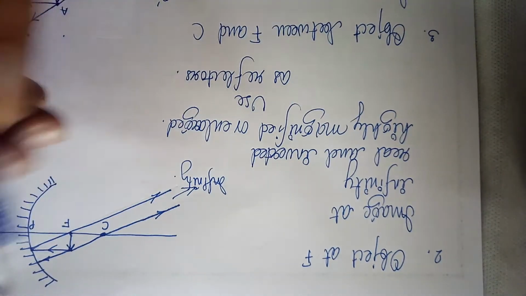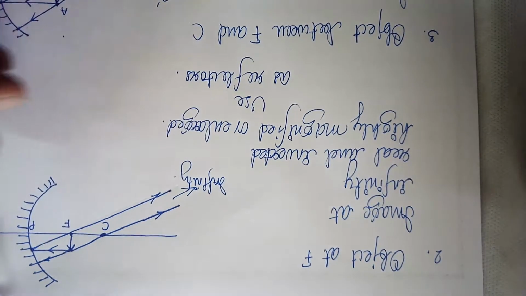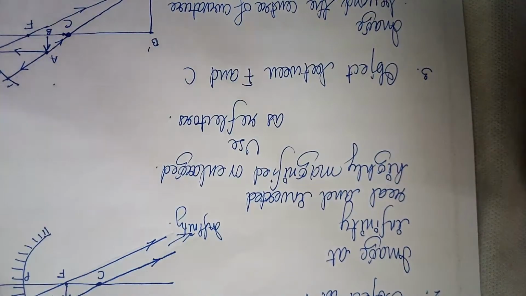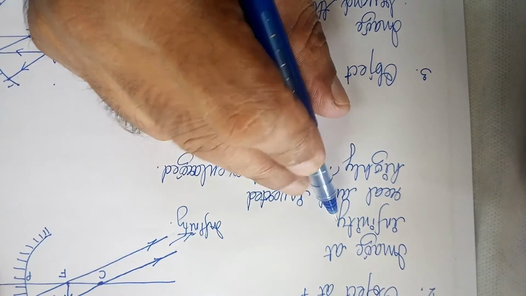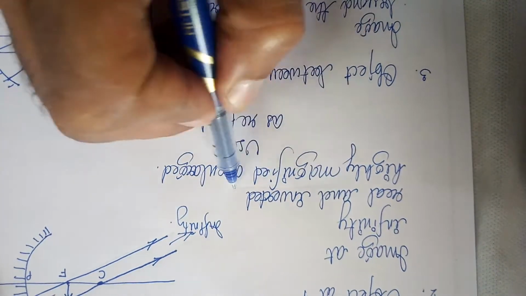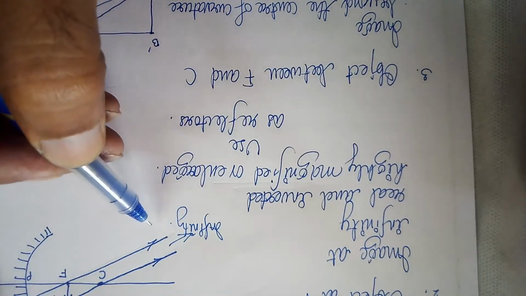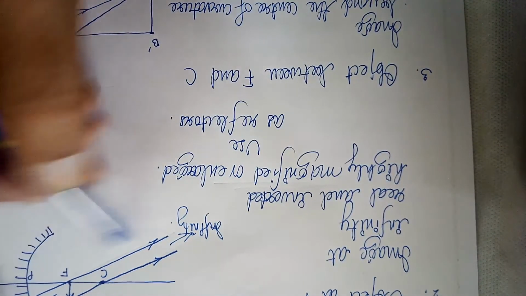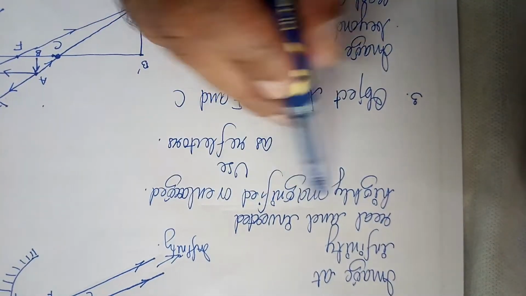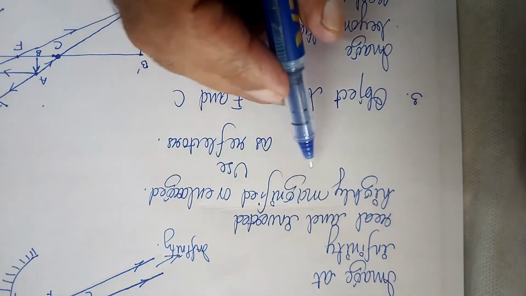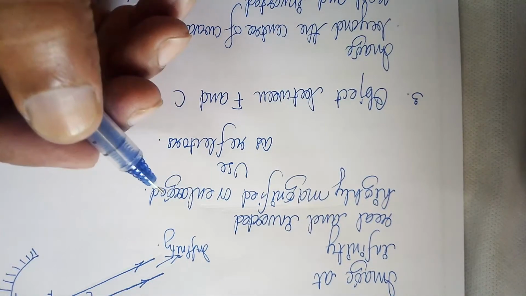When an object is placed at the focus of a concave mirror, the image is formed at infinity, as we have discussed, and it will be real and inverted. It will become upside down. It will be real and inverted. It will be highly magnified or enlarged.